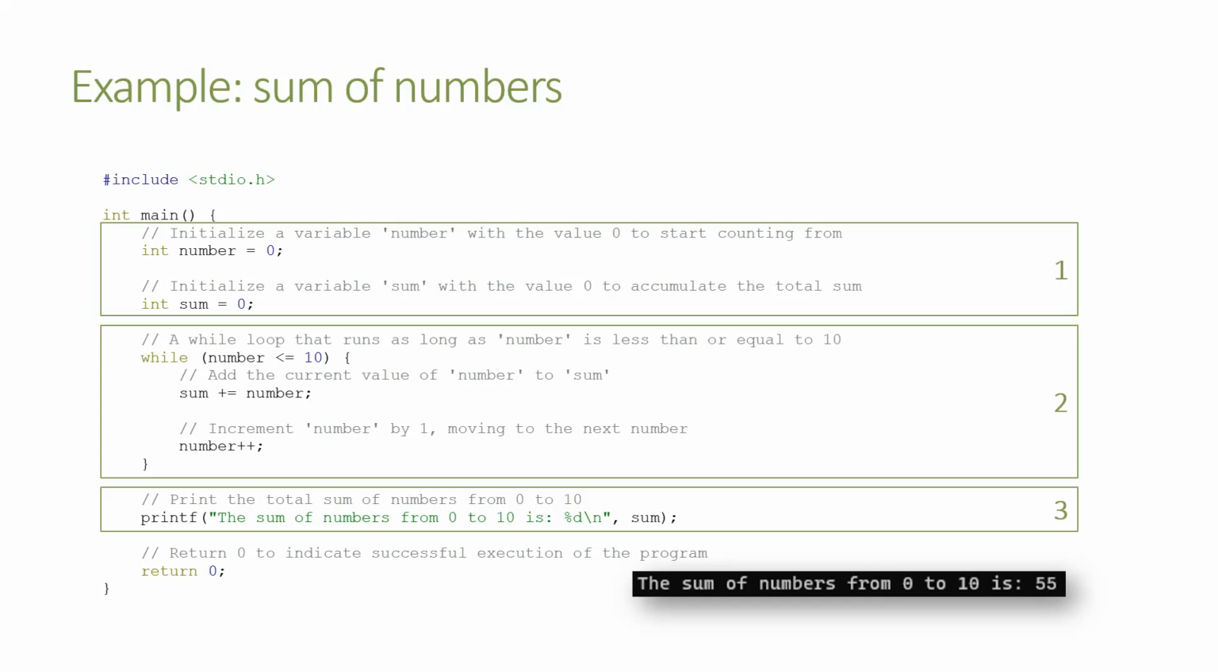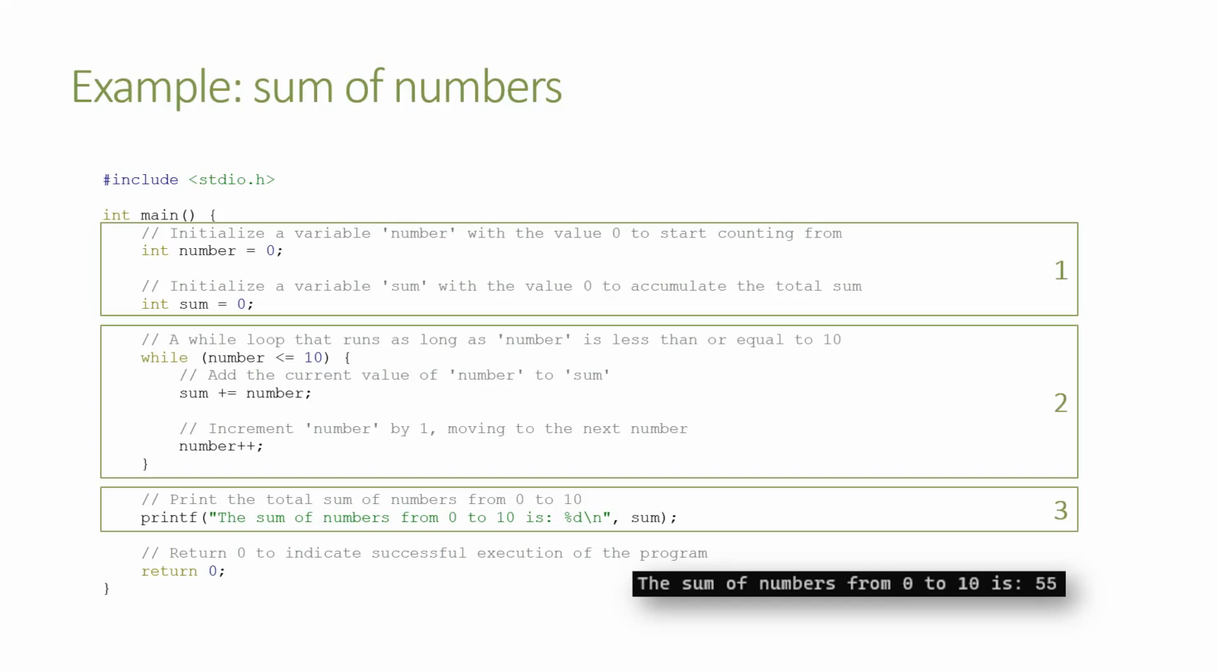2. Then it dives into this loop where it keeps adding the current number to our total sum. It's like counting on your fingers, adding each finger to your total count one by one. Each time it adds a number, it moves on to the next one by adding 1 to our number. This keeps going until our number hits 11, and that's when the loop says, okay, we're done here.